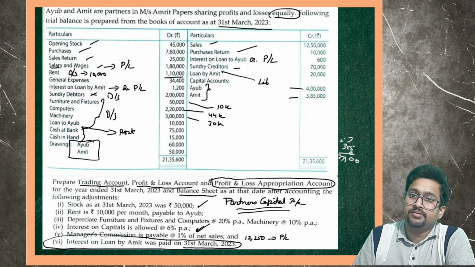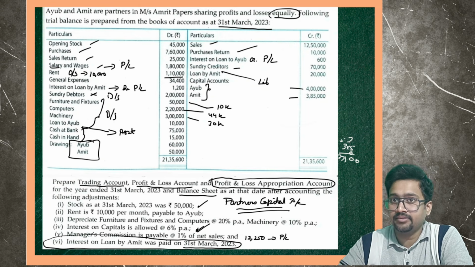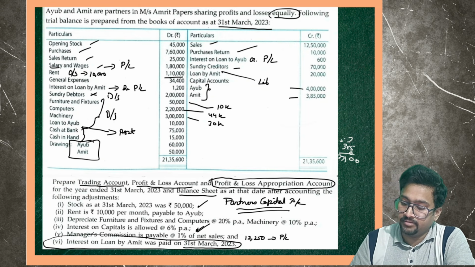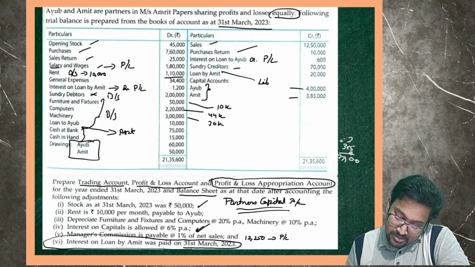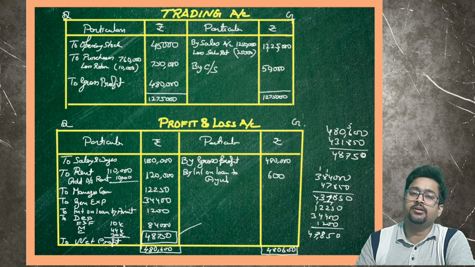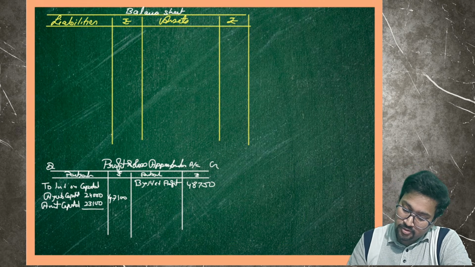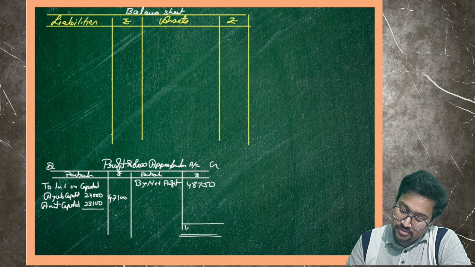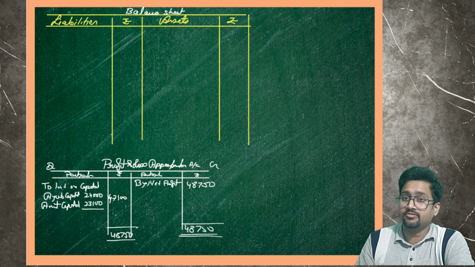So this drawing will be reduced from the capital obviously. For that, we'll see its treatment in the partner's capital account that I have written here. However, the interest on drawing is not charged here, so that's really good. Otherwise, we need to calculate the interest on drawing also. So for now, here the total is 48,750. Here also 48,750, and it's 47,100.